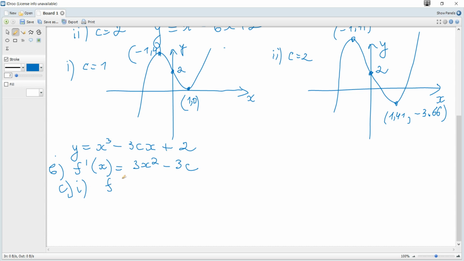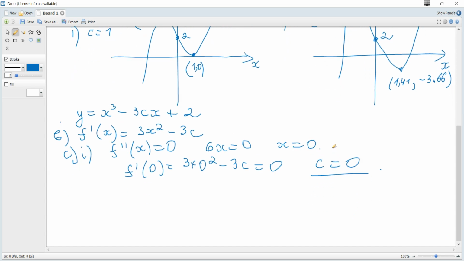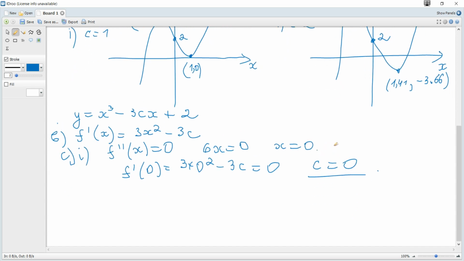To have a point of inflection, the second derivative should be 0. The second derivative is 6x, and when it is equal to 0, x is 0. So at x is 0 there is a point of inflection, but there must also be 0 gradient, so the first derivative is 0, which is 3 times 0 minus 3c should be 0, hence c is 0. So again, the point of inflection with 0 gradient, c is 0.